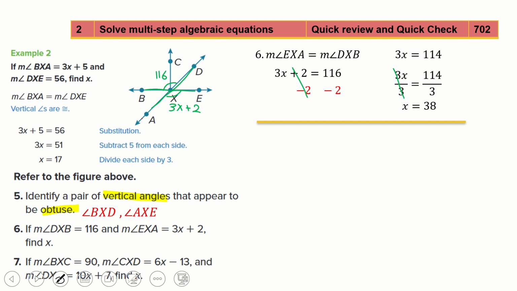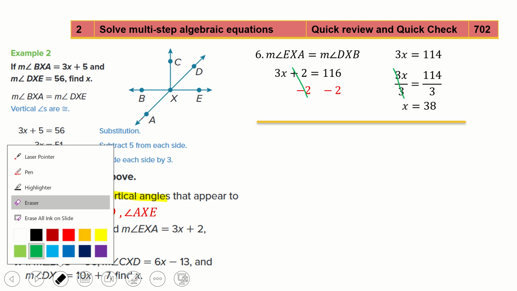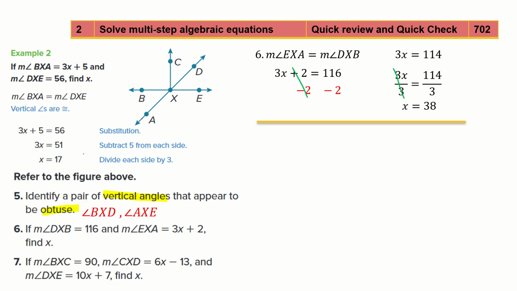Now we've got one more question in this slide. This question says, if the measure of BXC is 90 degrees, which is a right angle, and the measure of CXD, this angle here, is 6x minus 13, and the measure of DXE, this one here, is 10x plus 7. Find the value of x.